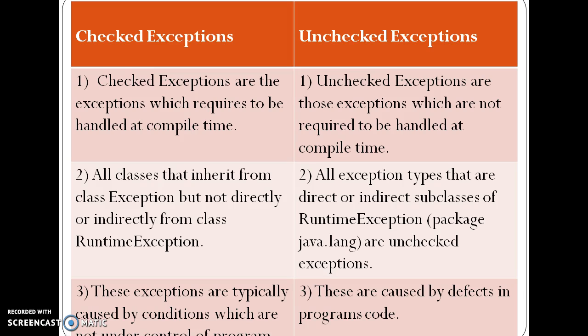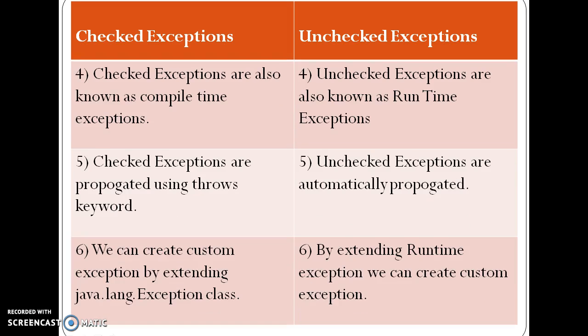In the case of unchecked exceptions, these are caused by defects in the program's code. That means if our code is not properly implemented, we get these kinds of exceptions. Checked exceptions are also known as compile time exceptions, and unchecked exceptions are runtime exceptions. Why are checked exceptions compile time exceptions? Because the compiler forces us to handle the exceptions at compile time.